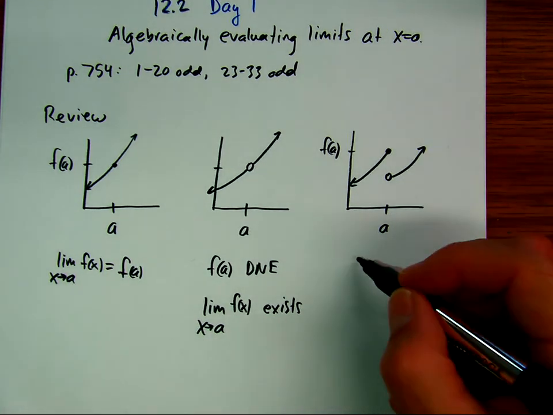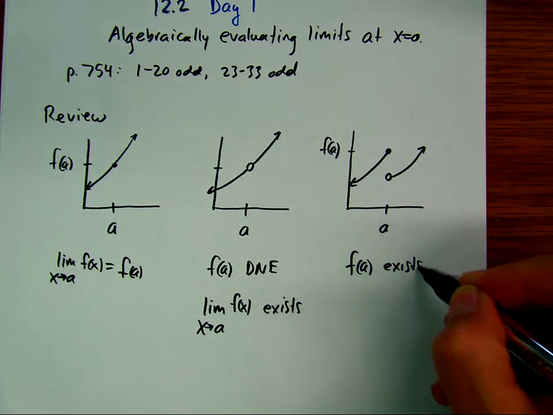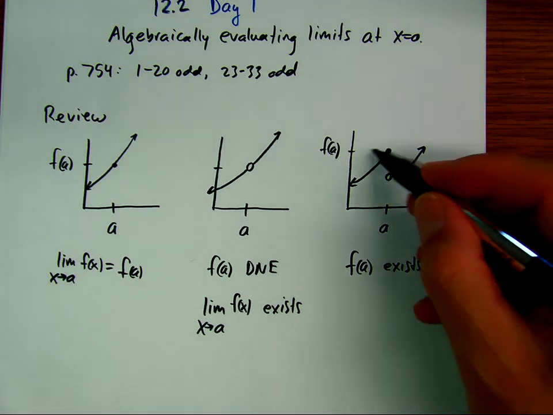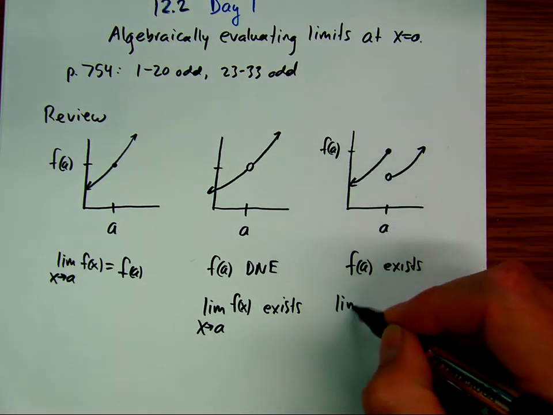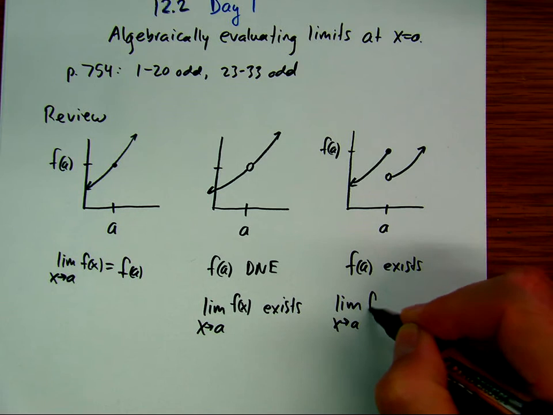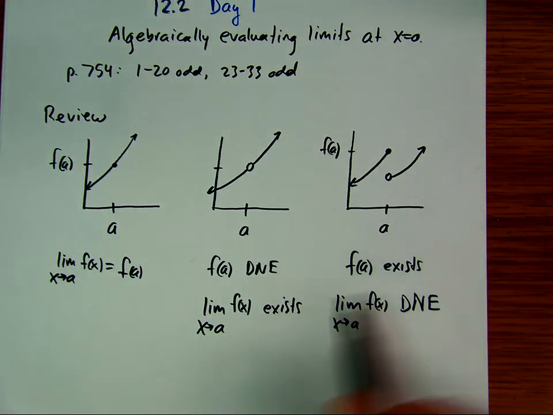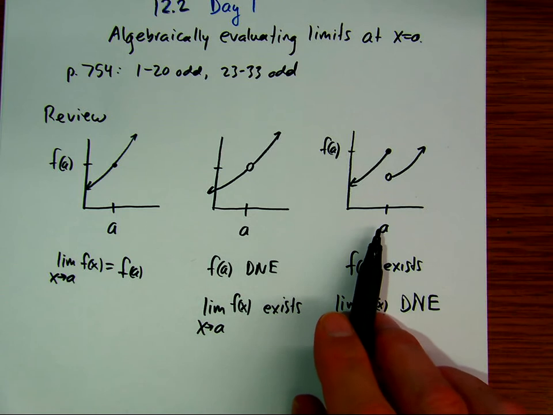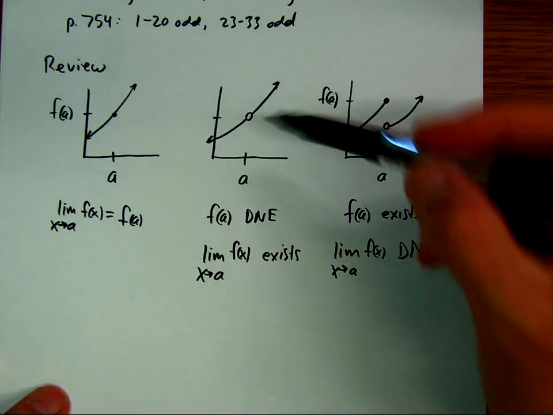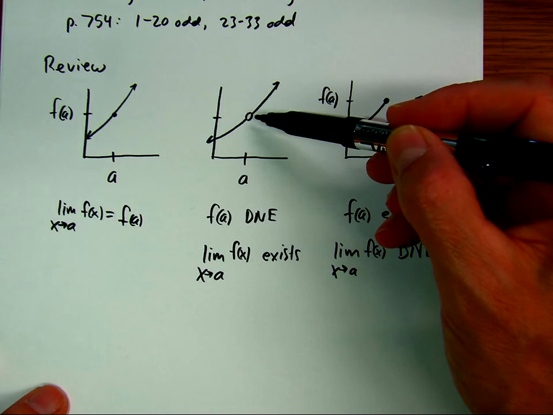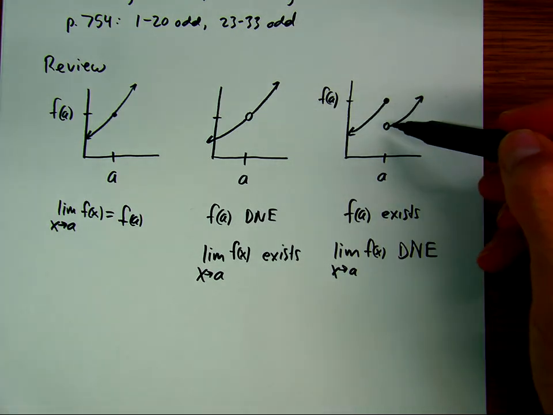And here we have f of a exists. It's right there. There's f of a, but the limit does not exist. And these two functions are not continuous at a. This is a removable discontinuity. This is not removable. That's a jump discontinuity.